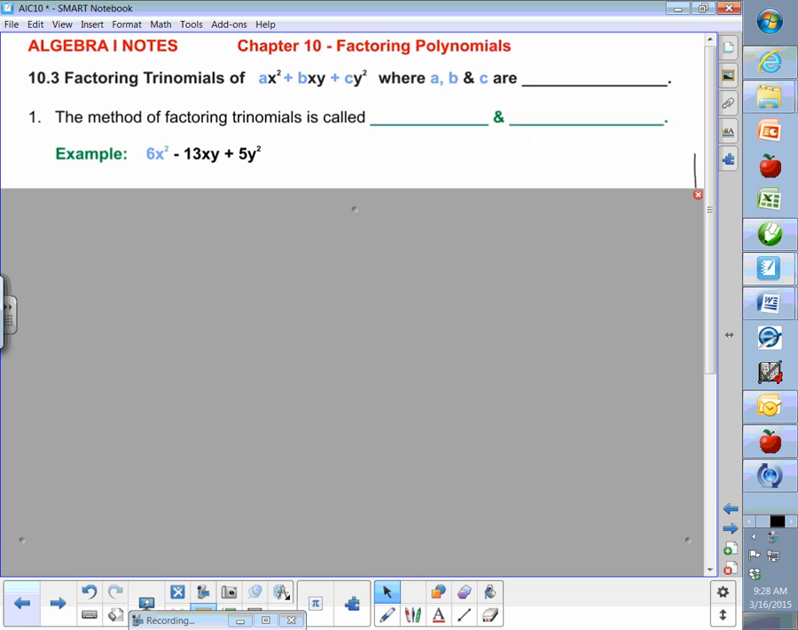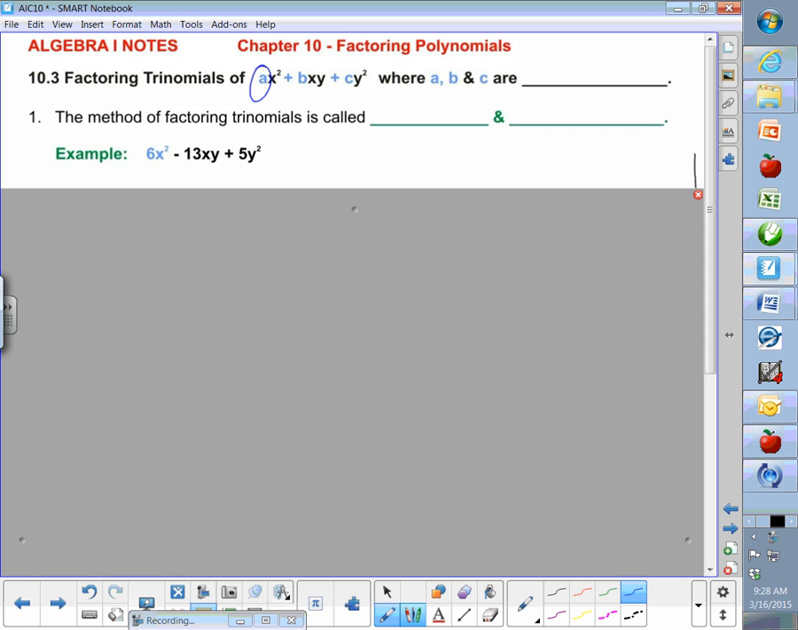Okay, so 10.3. Now we're going to add a little bit more to our trinomials. The homework we've just done had trinomials, and we're looking for that nice, correct middle term when we do outers and inners. Now we're going to make them just a little bit more complicated. You don't need to put this in your notes. I'm just trying to focus your thought.